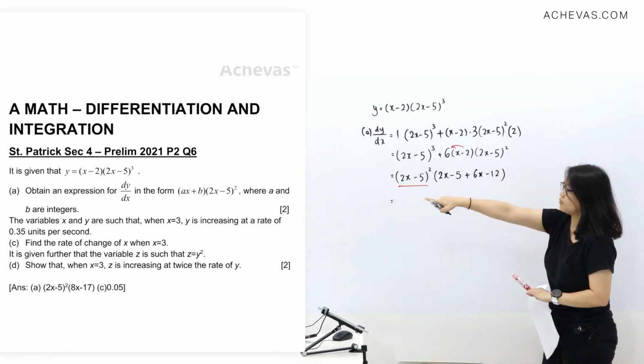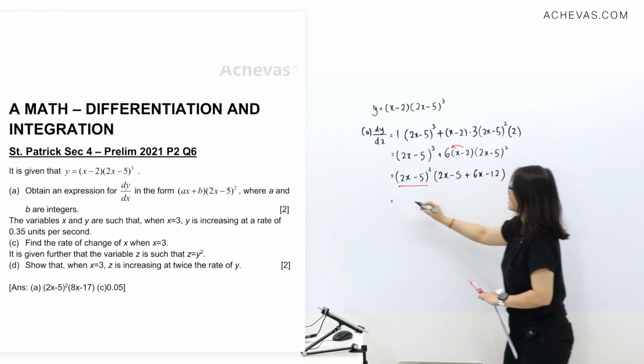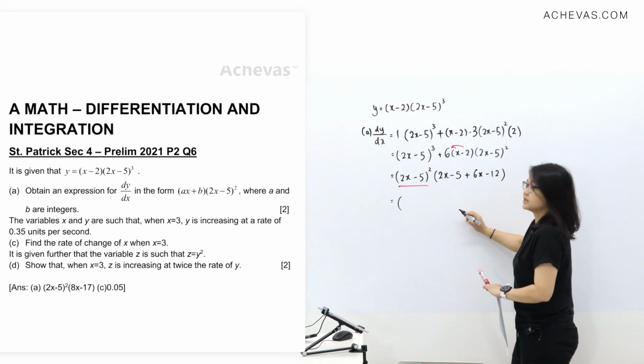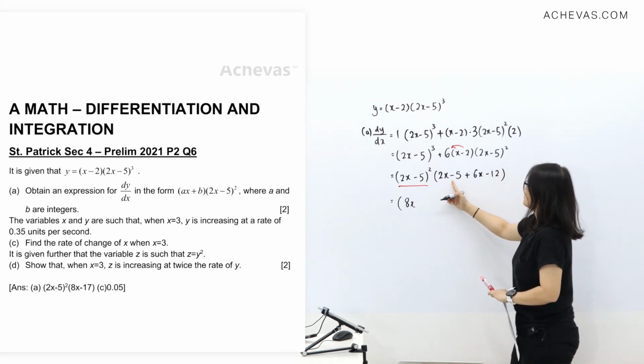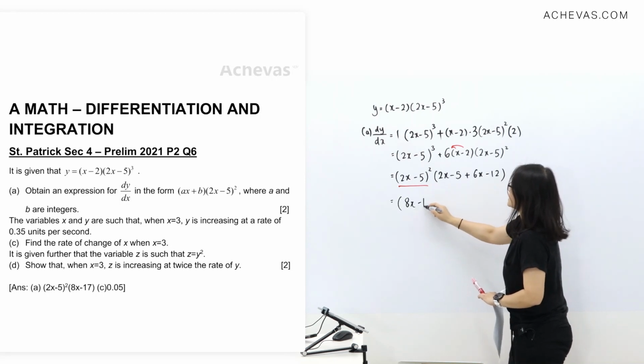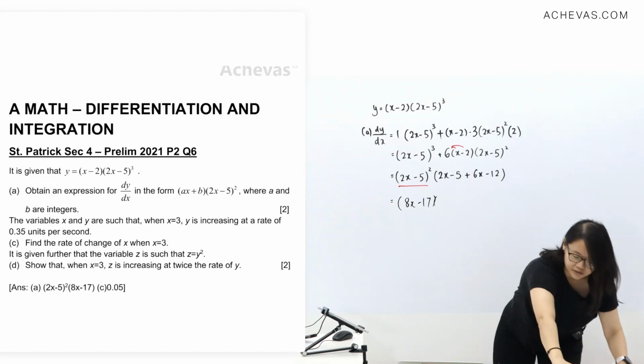Now, take a look at the form. We want ax plus b first, and this one later. So I'm going to write this one in front here. Adding like terms, 2x, 6x, 8x. Negative 5, negative 12, we have negative 17. And putting this after that.